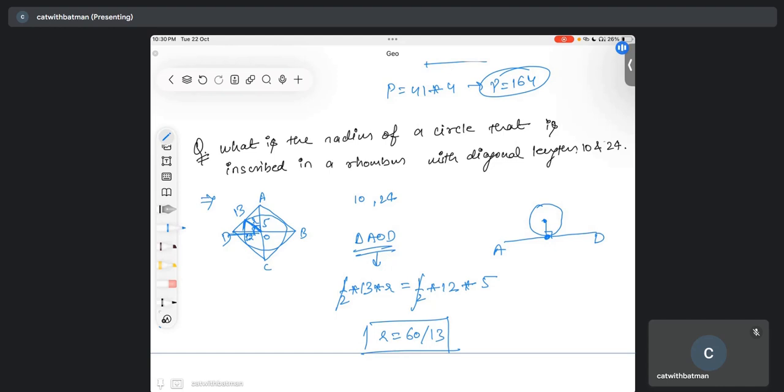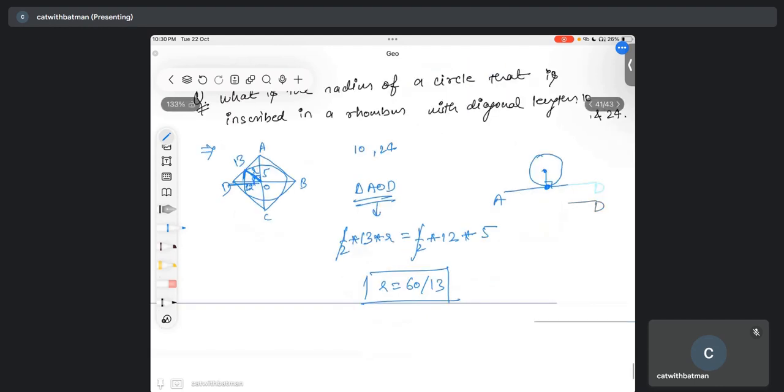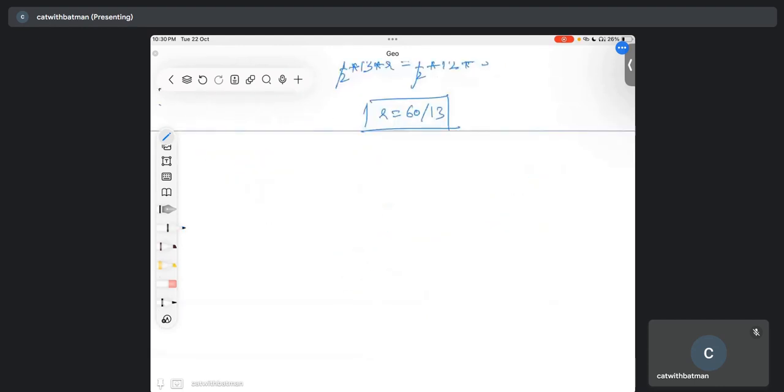Yeah, that is one thing that you have. Let me give you one more question. This is related to trapezium. Now look, here, here, here. This is parallel to this.